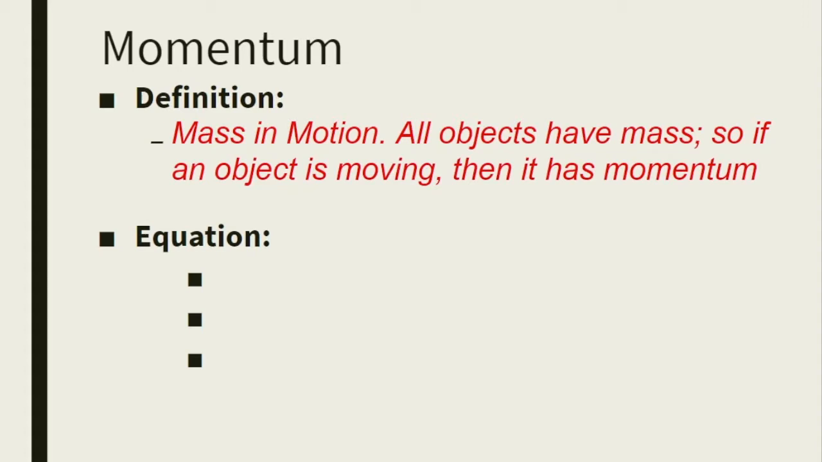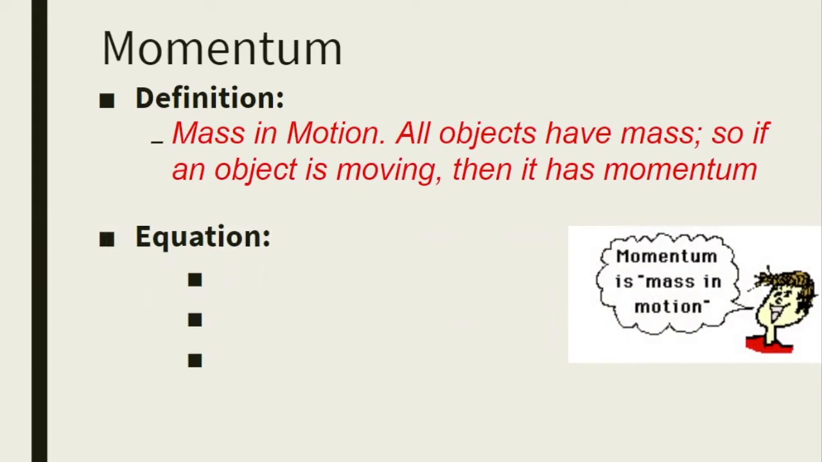There is an equation for momentum so that we can solve for it if we're given certain information. And that equation is going to be P equals M times V. I know it's kind of funky that we're using the letter P for momentum, but that's just how things work in physics. Sometimes we use weird letters to define weird words.